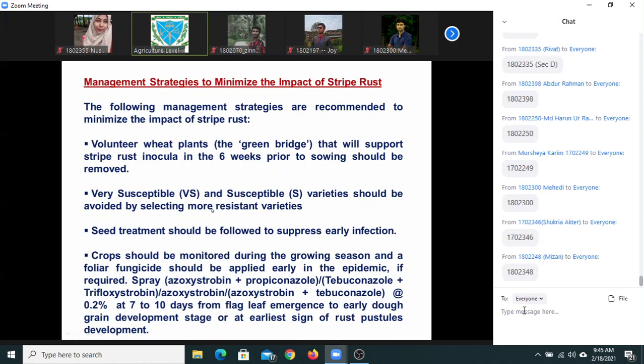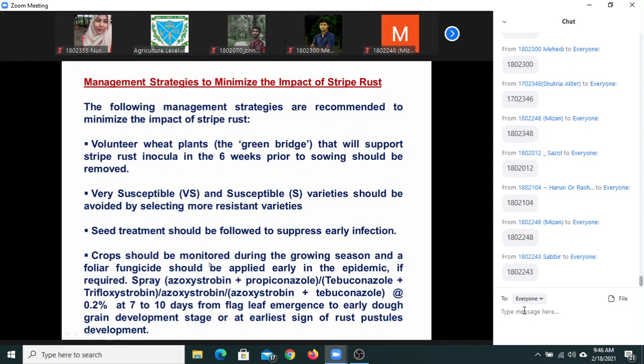And avoid cultivating susceptible and very susceptible, I mean the highly susceptible varieties. So you need to select tolerant or resistant wheat varieties to avoid rust infection. Seed treatments sometimes help to suppress the early infection. Sometimes. What are the fungicides we can apply?